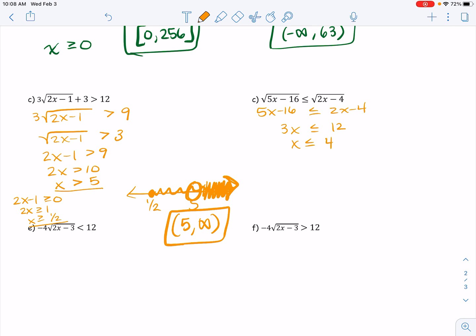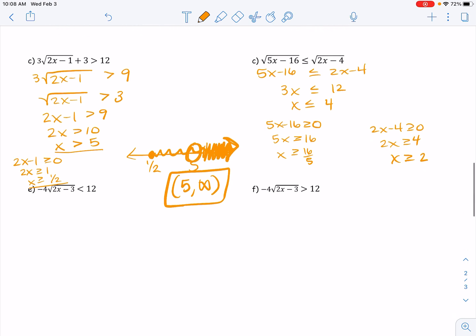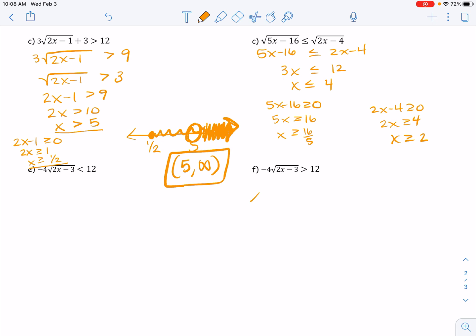Well, this time, though, we got to think about this. I have 2 even roots. So what's underneath the first one needs to be greater than or equal to 0. So 5x is greater than or equal to 16. So x is greater than or equal to 16 over 5. And 2x minus 4 has to be greater than or equal to 0. So 2x has to be greater than or equal to 4. And then x is greater than or equal to 4 divided by 2, which is 2. So now I have to take into consideration those 3 things.